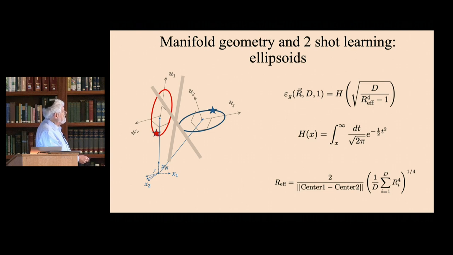The generalization error based on one manifold, one point per new manifold, is given by this cumulative error function, whose argument is the square root of d times effective r to the 4 minus 1. Here d is the dimensionality, and the effective r is the fourth moment of the radii of the spectrum, normalized by the distance between them. So it's amazingly simple, only the dimensionality and the radius, but this radius is much simpler than this manifold and anchor points and et cetera.